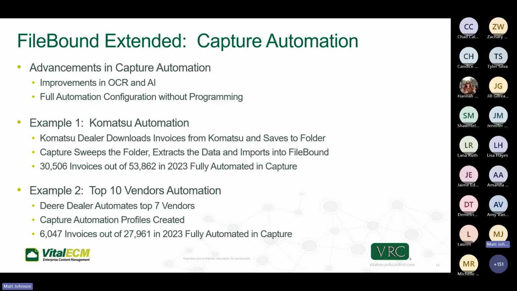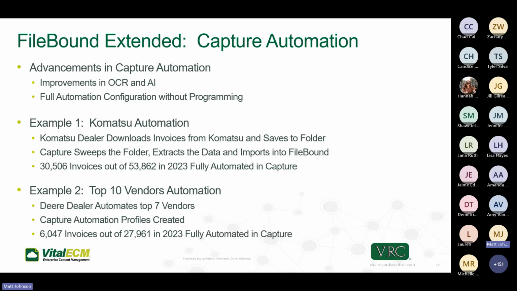So one of our clients is a Komatsu dealership, and they have to download their invoices from Komatsu. They drop them into a folder, and then what they've done with their capture is we've worked together to build a process where capture sweeps the folder automatically. It grabs the data off of the invoices, imports the invoices into FileBound. We then analyze the data that capture gave to us inside of FileBound, and a lot of those invoices are clean, so we just pass them right on through. So they either go out for approval or whatever the next step is in the workflow.